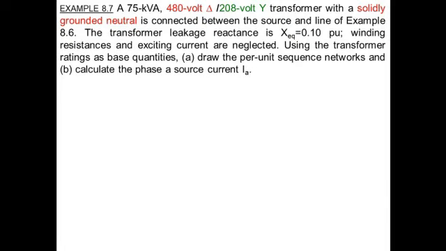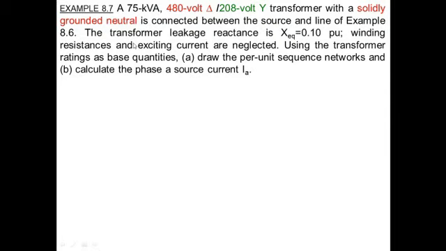This example is very important for you to understand the concept of the sequence network for the transformers. In this example, we have a 75 kVA transformer. This is the capacity of the transformer. The high voltage side is delta configuration and the voltage is 480 volts. The secondary side is the low voltage side and the voltage is 208 volts and the configuration is Y. The transformer has a solidly grounded neutral. The neutral is solidly grounded, and it is connected between the source and the line as in example 8.6.